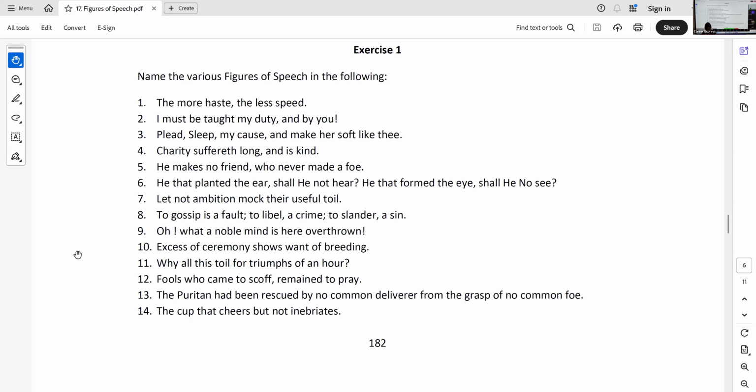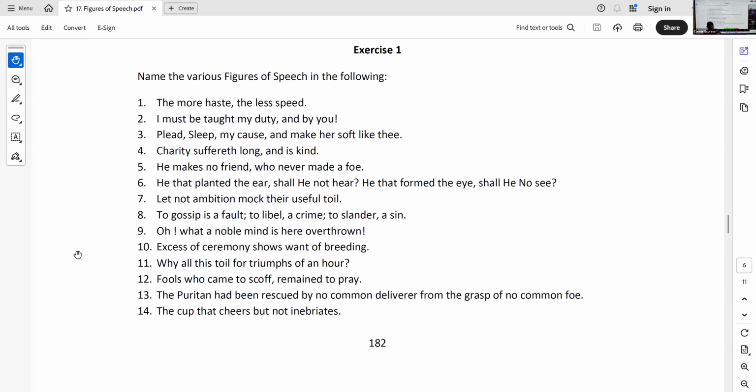Number 2. I must be taught my duty and by you. Irony, है ना, कि तुम मुझे सिखाओगे, मेरा काम क्या है? Plead sleep my cause and make her soft like thee. Plead, who are you pleading to? Sleep. Sleep is being spoken to. Sleep is an abstract idea, like death. So this is an apostrophe. 4. Charity suffereth long and is kind. Again, charity is being personified. Personification.